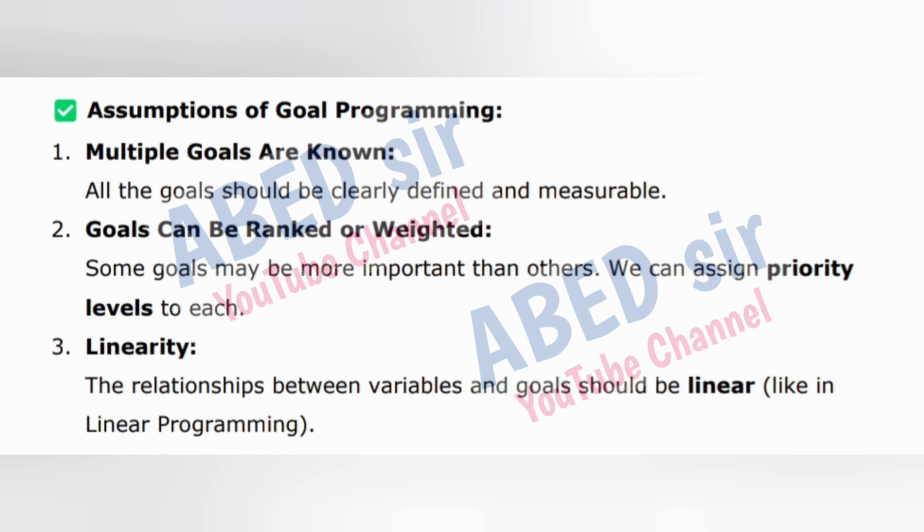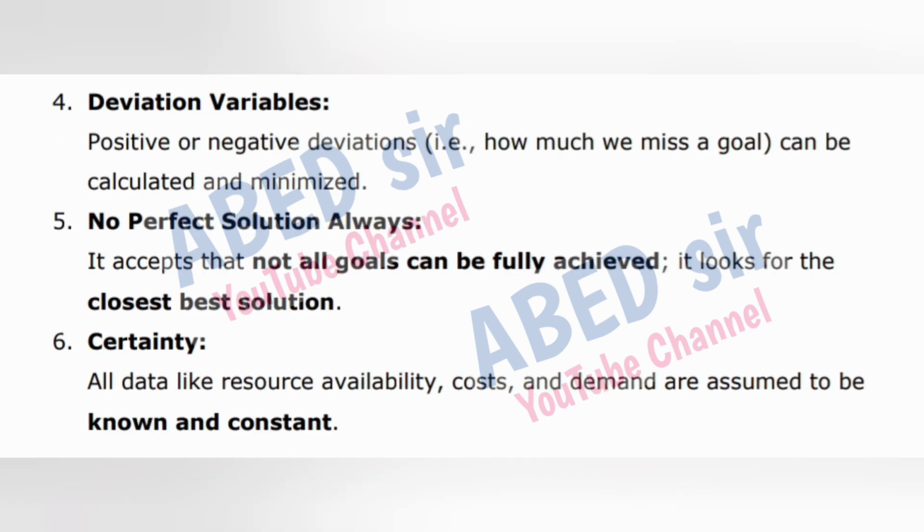3. Linearity. The relationships between variables and goals should be linear, like in linear programming. 4. Deviation variables. Positive or negative deviations, i.e., how much we miss a goal, can be calculated and minimized. 5. No perfect solution always. It accepts that not all goals can be fully achieved. It looks for the closest best solution. 6. Certainty. All data like resource availability, costs, and demand are assumed to be known and constant.